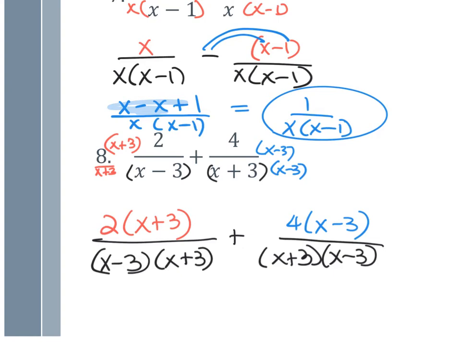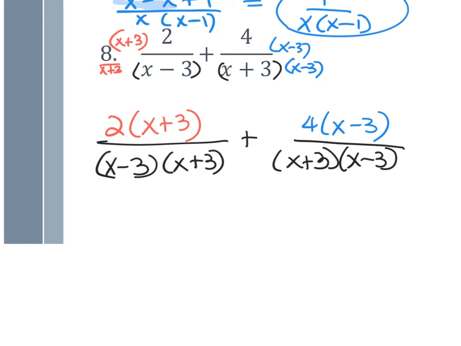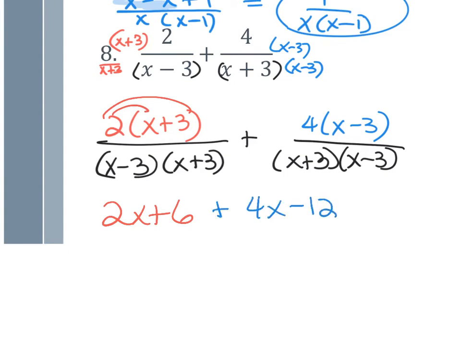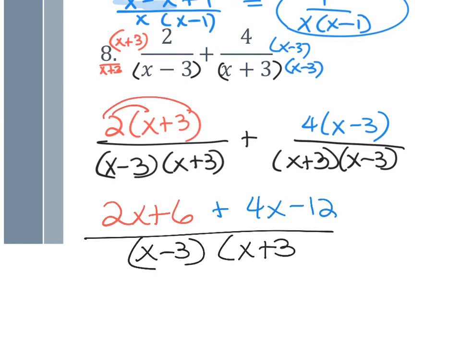Now, common mistakes that students make, they think they can cancel before they distribute and combine like terms. You must distribute first. Don't think you can cancel the x plus 3 and the x minus 3. It's just going to go back to your same problem. So we need to distribute 2x plus 6. I'll distribute the blue, 4x minus 12, and then it's on top of x minus 3, x plus 3.